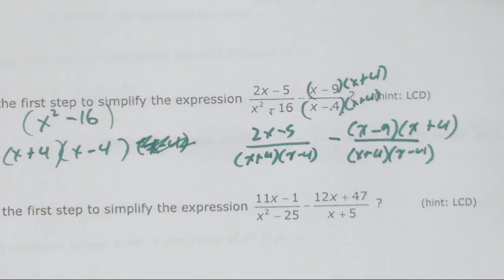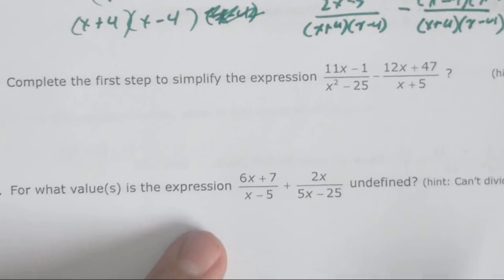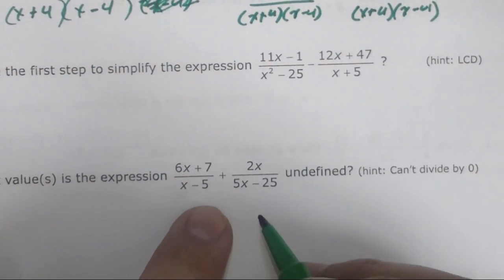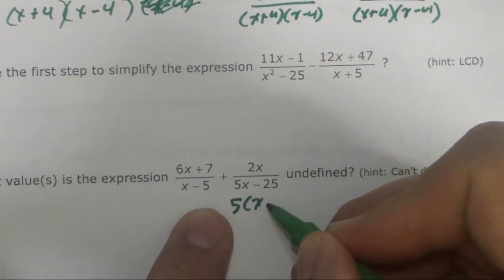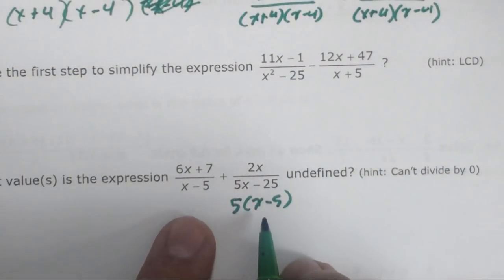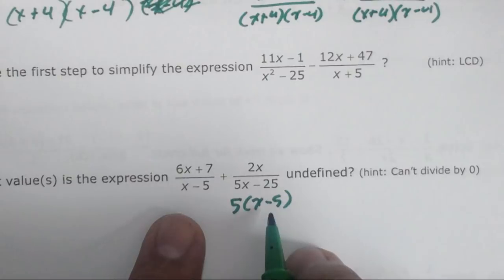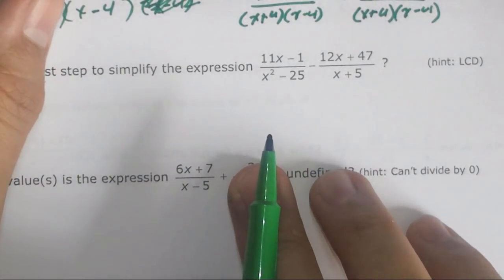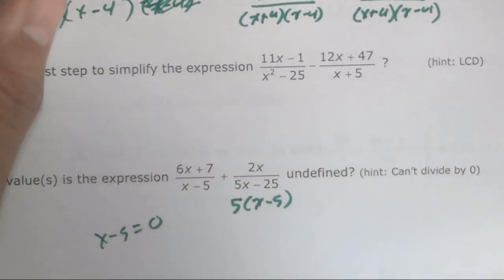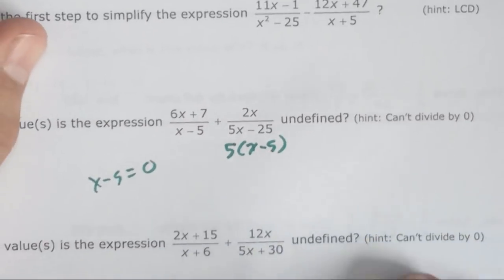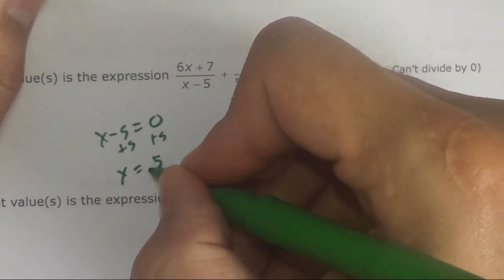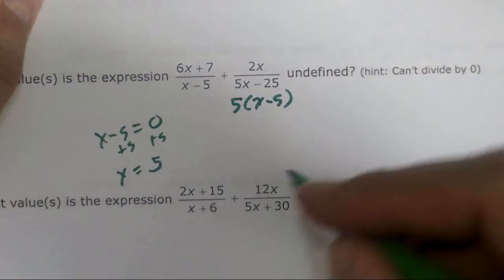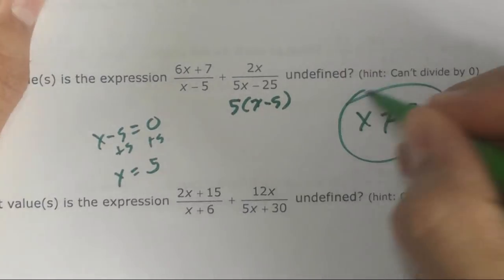Okay, 11a. We need to figure out when this is undefined. I'm going to go ahead and factor the second one. So we see that, hey, look, these match. If those match, we only need to look at one of them. Where does x minus 5 equal 0? To figure out where x minus 5 equals 0, we set it equal to 0. Add 5 to both sides, x equals 5. That means it is undefined at 5.